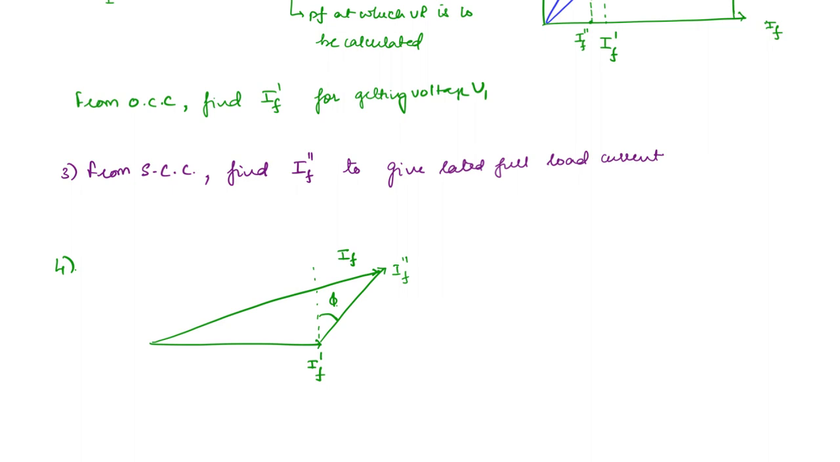Now we need to get back the voltage, because finally we want the voltage regulation. Okay. So now what do we do? This field current that we obtained represents the field current that is required to get the voltage at full load and the required power factor. So we have included the power factor here. Okay.